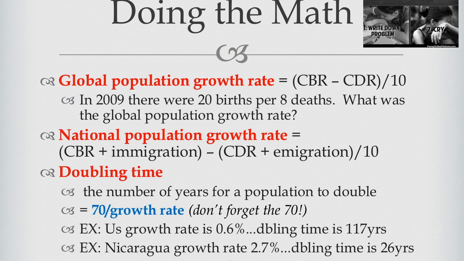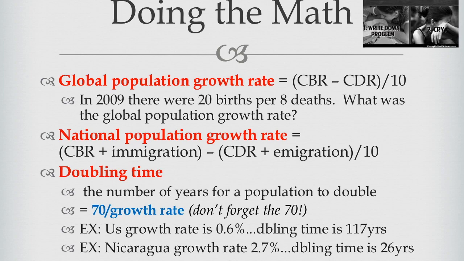Here's the one that I see on the exams the most often, and that's your doubling time. Doubling time is how long it is going to take for your population to double in size. Doubling time is 70 divided by your growth rate. So in the previous example, my growth rate was 1.2. So 70 divided by 1.2, my doubling time is 58. So it'll be 58 years before my population doubles.